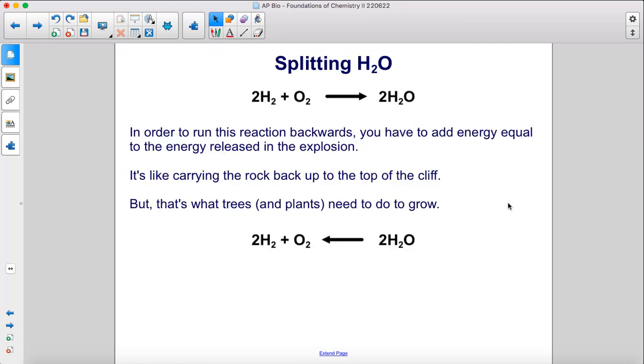Splitting H2O. In order to run this reaction backwards, you have to add energy equal to the energy released in the explosion. It's like carrying the rock back up to the top of the cliff. But that's what trees and plants need to do to grow.